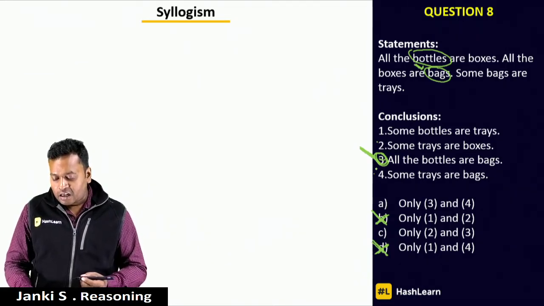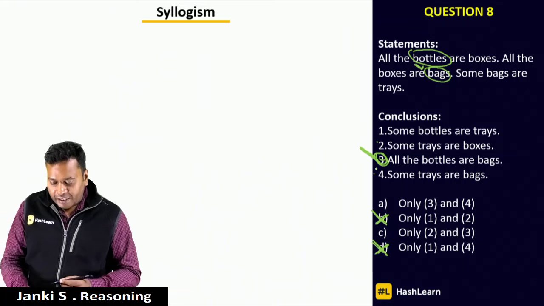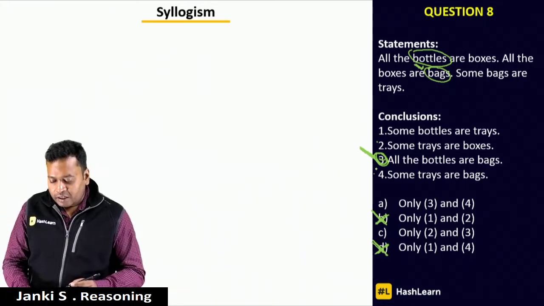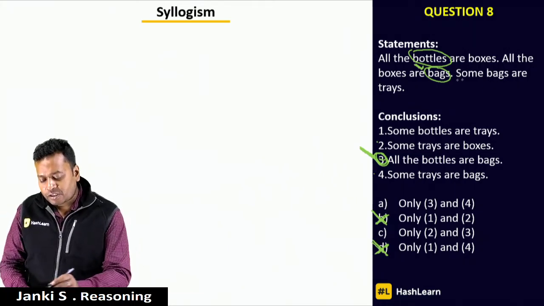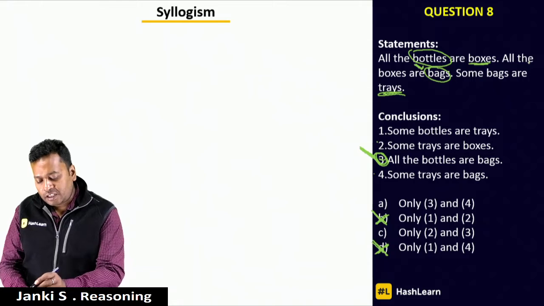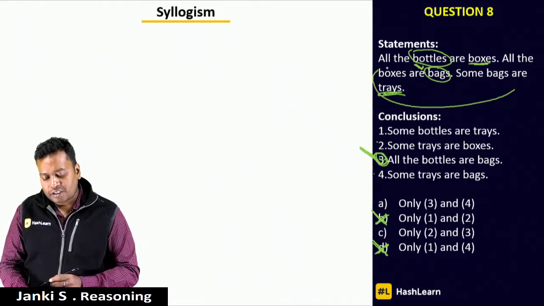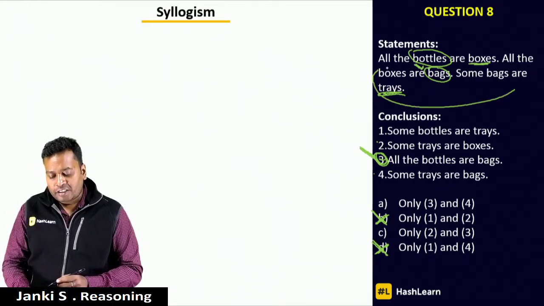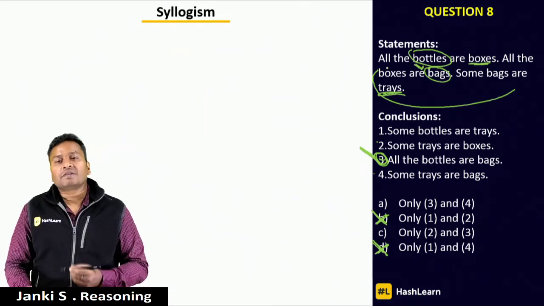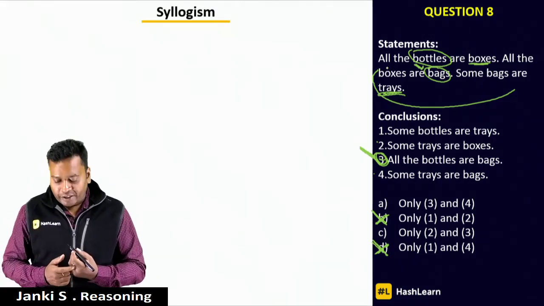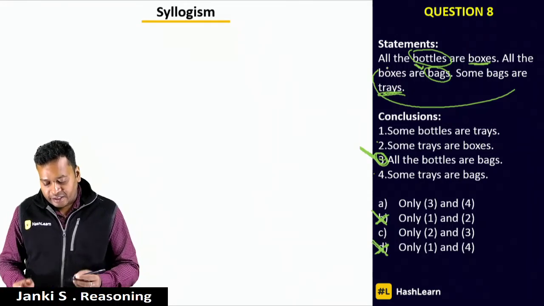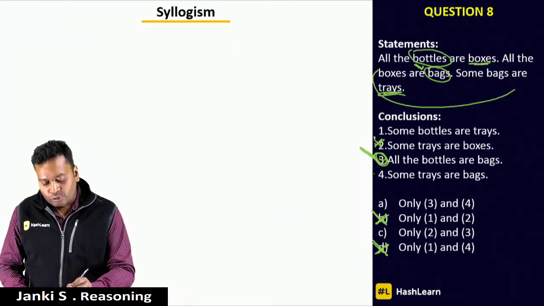Some trays are boxes. Can you identify a relation? Some boxes... अब ये तो यहाँ पे है, इस जगह पे है और boxes यहाँ पे है, right? या फिर ये all और ये कंडीशन है, right? So अगर ये कंडीशन है all boxes are bags and some bags are trays, that represents I cannot find out the relation between boxes and trays here, right? So that means second one तो ऐसे ही out हो गया.